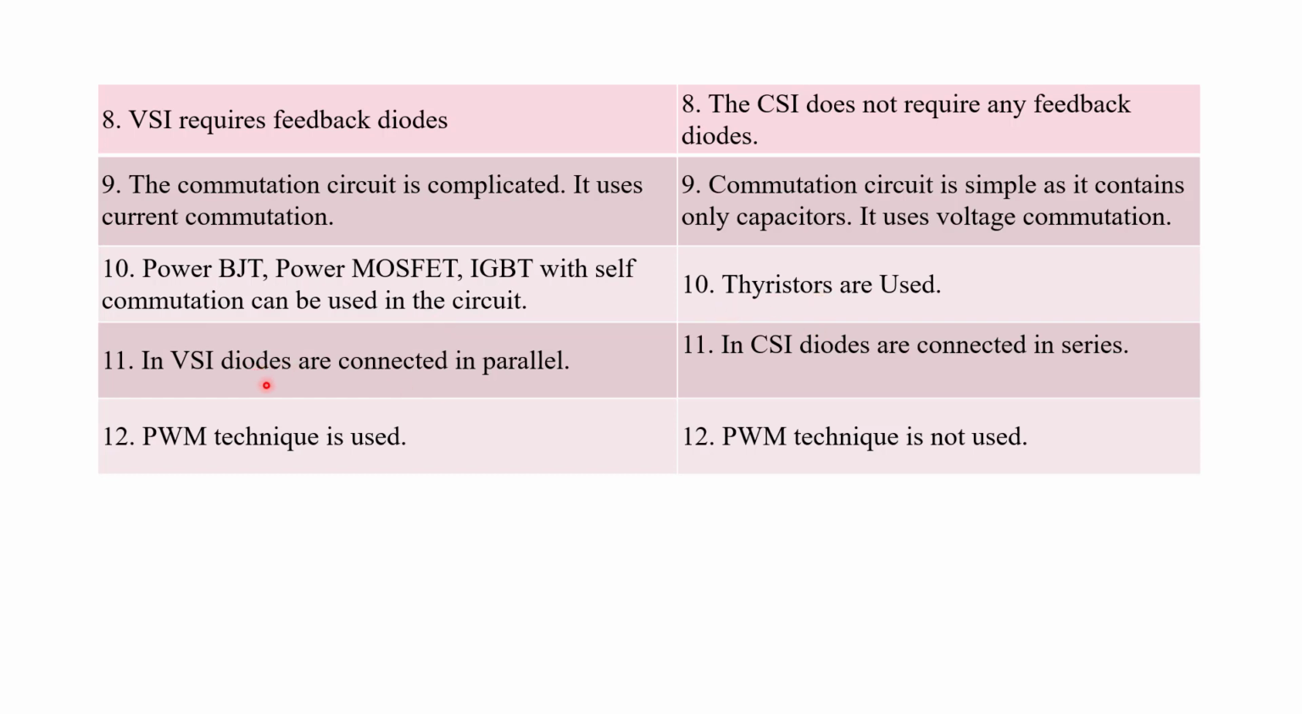Next, in voltage source inverter, diodes are connected in parallel. In current source inverter, diodes are connected in series. Last difference is, in case of VSI, we use pulse width modulation technique. In case of current source inverter, here we do not use any pulse width modulation technique. So these are the basic differences between CSI and VSI.